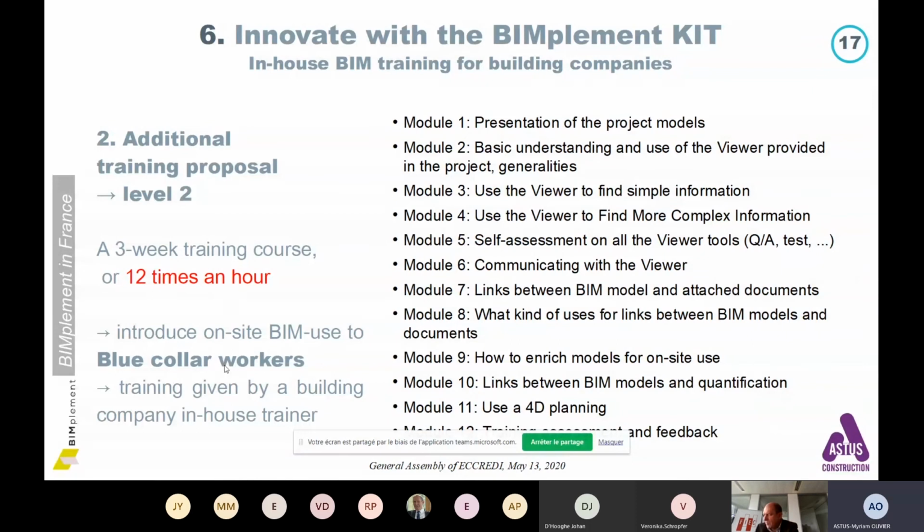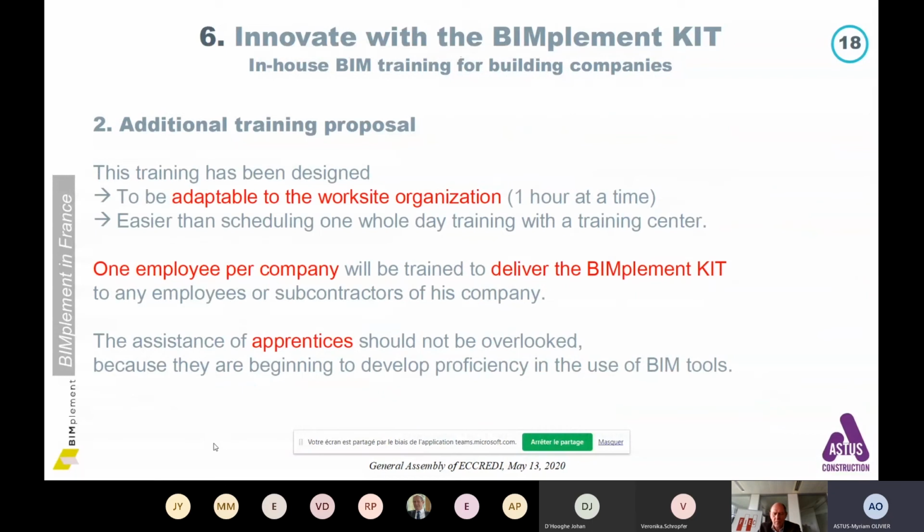And the training will be given by an in-house trainer, who will be specifically trained, and this person can adapt the training to the site work. So the training can be given on site and it just takes 1 hour every 1 day, every 2 days, twice a week. I don't know. It all depends on how you can find the place.